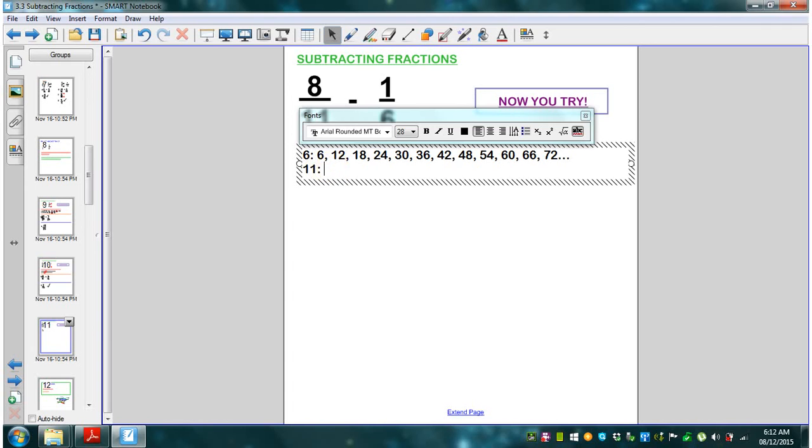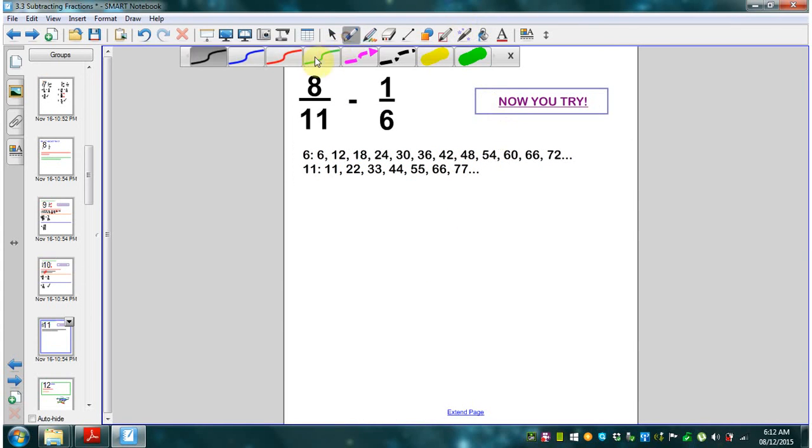And 11, we had 11 times 1, 11 times 2, 11 times 3, 4, 11 times 5, 11 times 6, and so on. So what's our common factor there? If I check, 6 is not there, 12 is not there, 18, 24 is not there, 30 is not there, 36 is not common, 42 is not common, 48 is not common, 54 is not common, 60 is not, but 66 is. So we got 66 here and 66 here. So that's our common factor.